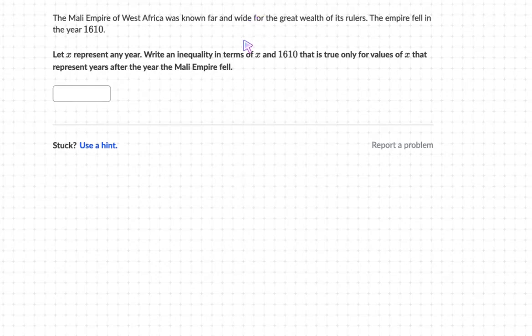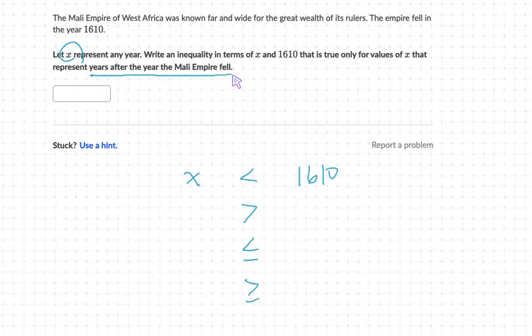So I'm going to write down the most important two pieces of information, which is x and my 1610. Now all I need to figure out in between is which one of these symbols would work. The Mali Empire was known far and wide for the great wealth of its rulers. The empire fell in the year 1610. We want to know the years after the year that the Mali Empire fell, the years after 1610. So think to yourself which of these symbols would represent the years after 1610.